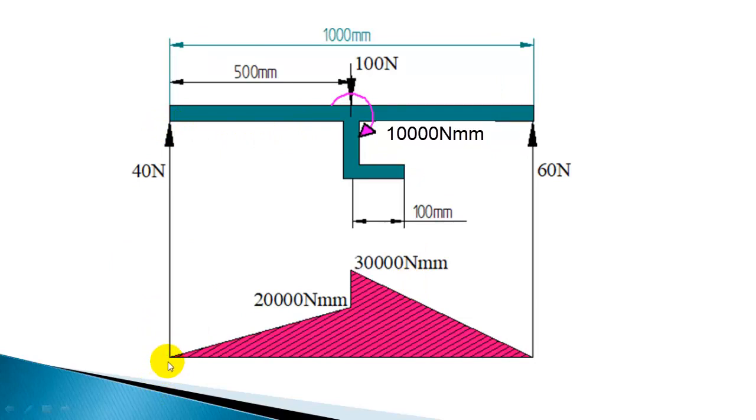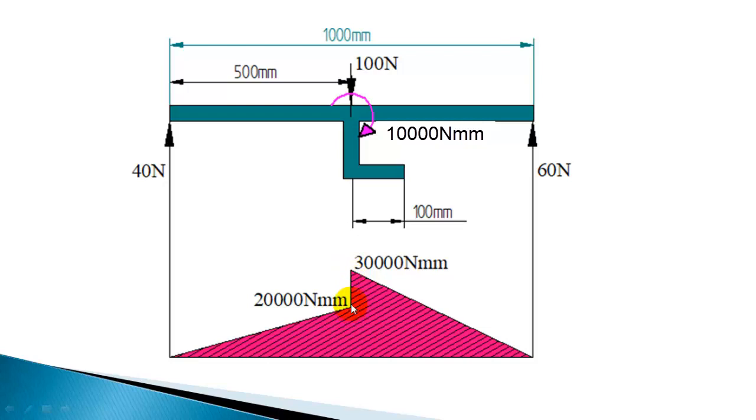At the left end the bending moment is 0, and here the bending moment is 40 into 500, so that is 20,000 Newton mm. That is the bending moment immediately left of this midpoint. And at this midpoint, due to this couple, the bending moment will suddenly change. It will increase by 10,000 Newton mm.